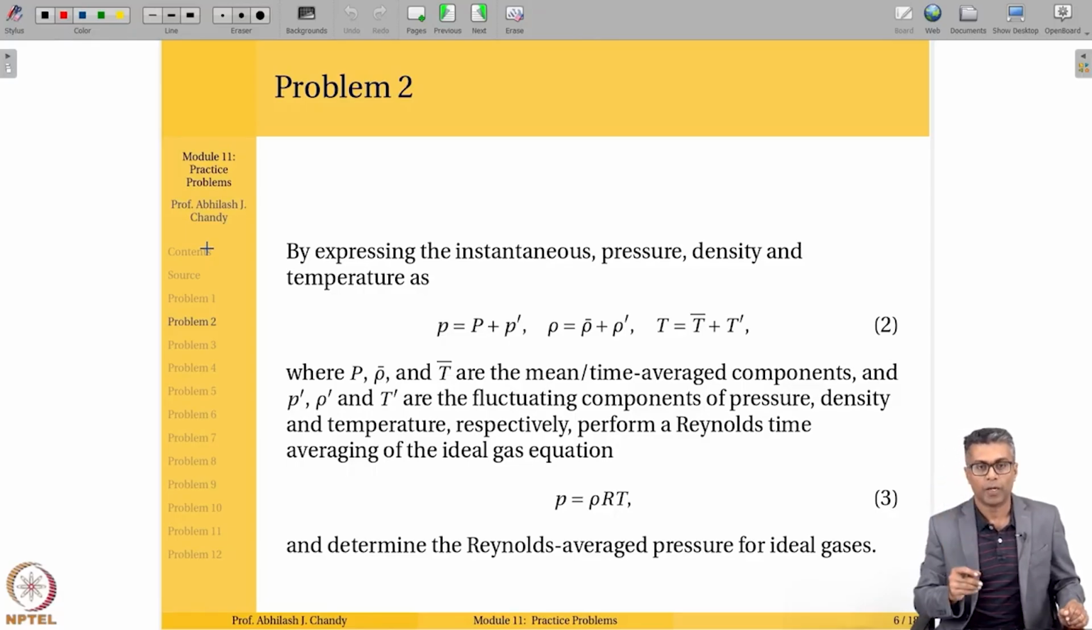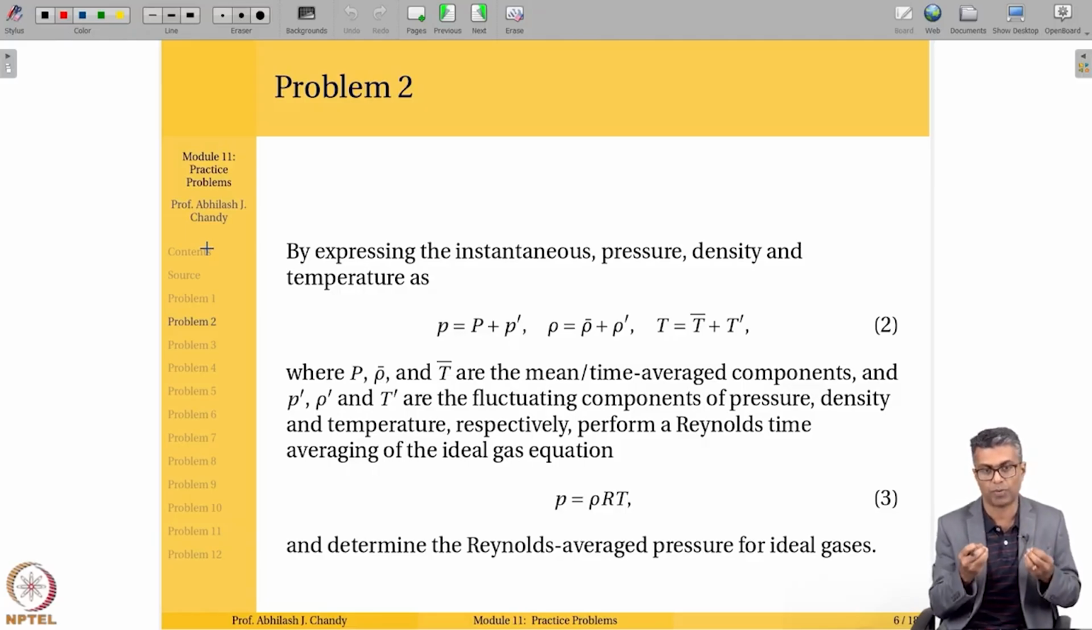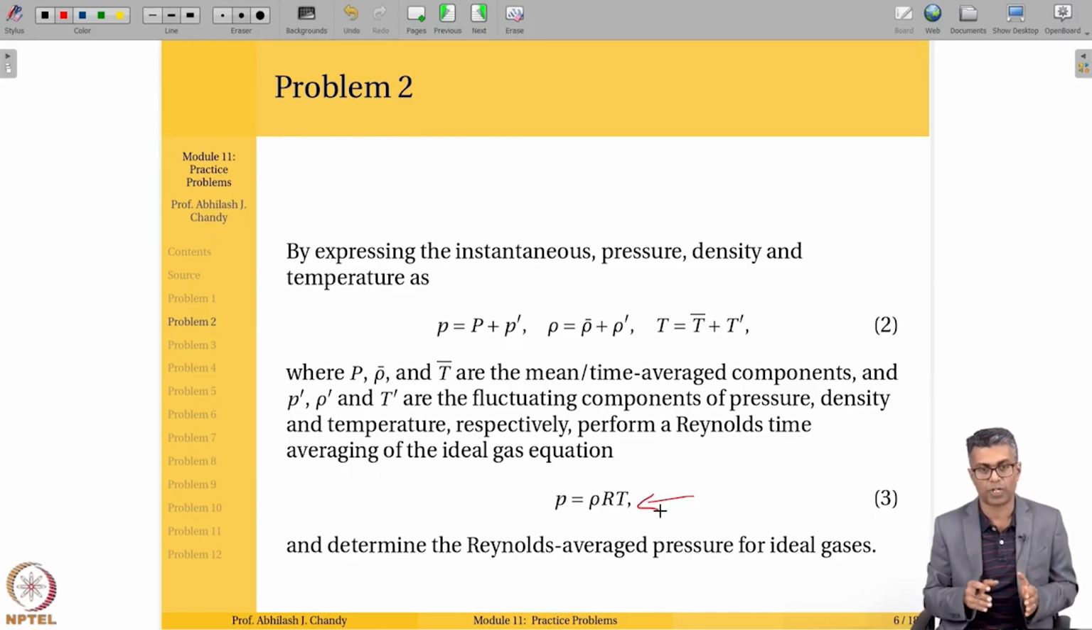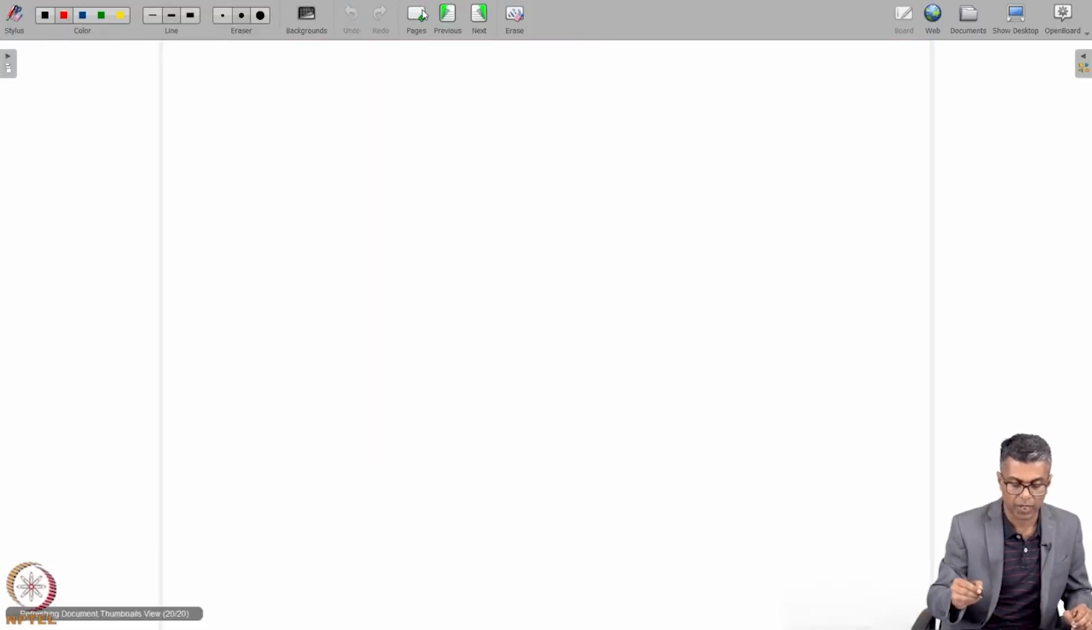Okay, so in class we had done the Reynolds averaging for the Navier-Stokes equations. This is obviously relatively simpler, we just have to do it for the ideal gas equation, but you need to understand the concept of Reynolds averaging. So how do we do this? How do we do a Reynolds averaging for the ideal gas equation? All you need to do is decompose each and every term in the ideal gas equation into its mean and fluctuation, and then you average both sides. That is what you need to do. So let's try to work it out.